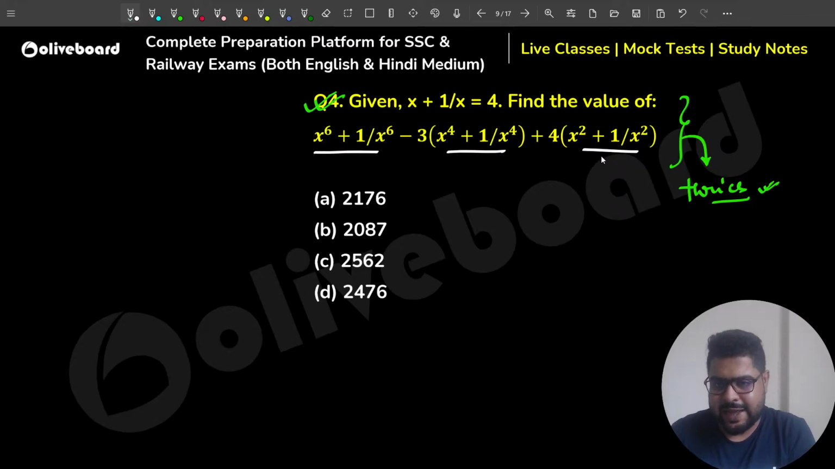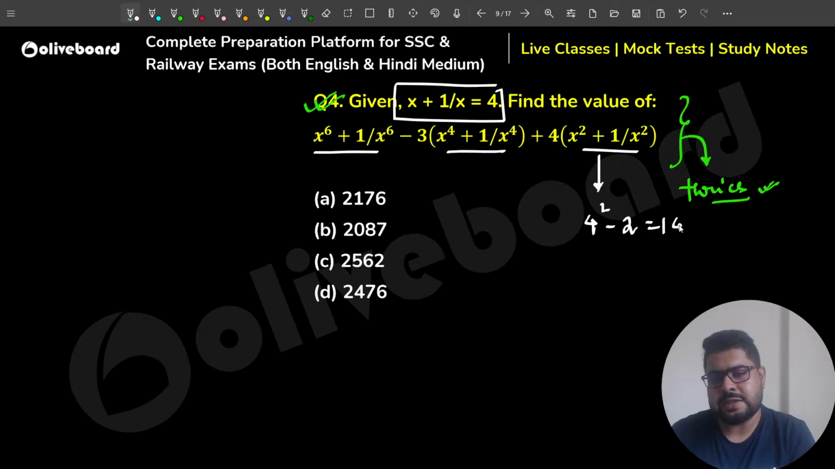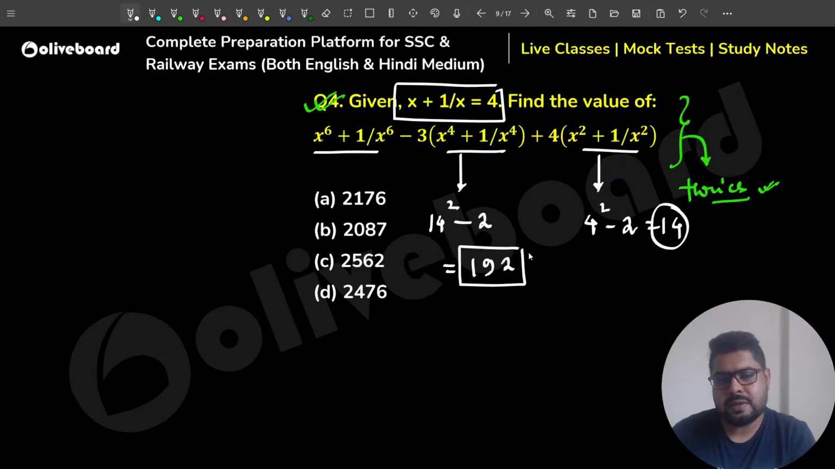So first things first, x square plus y square, 1 by x square is how much, sir? P square minus 2. This is given as p. So 4 square minus 2, which is 14, sir. Next, sir, this is to the power 4. Again, I'll do the same thing with the x square plus y square. So I'll write this is 14 square minus 2, sir, which will be 192, sir. Sorry, 194, sir. My mistake. Correct? Now I need to the power 6 as well.